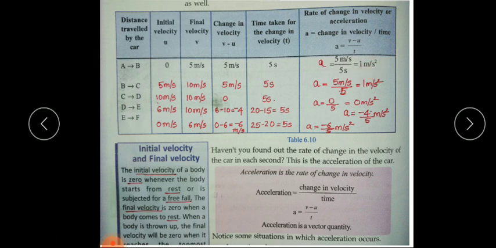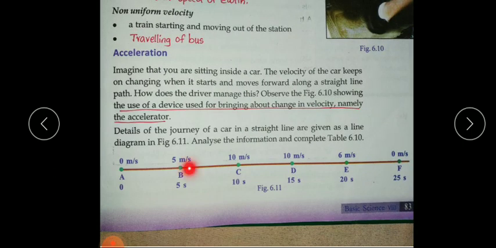Next, consider the case B to C. The car traveled from B to C. Now B is the initial point, C is the final point, and the initial velocity is 5 meter per second, final velocity is 10 meter per second. What about time? Time at B is 5 seconds and time at C is 10 seconds. So then what is the time? Yes, 10 minus 5. 10 minus 5 means 5 seconds.